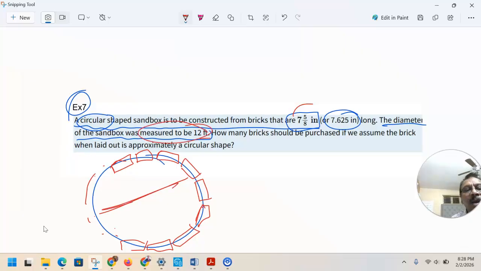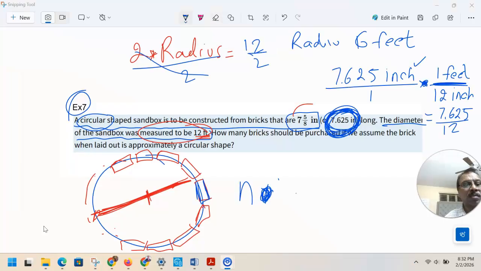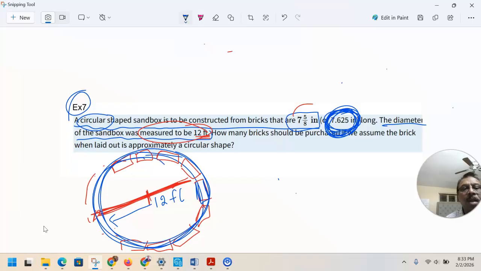The diameter is given to you as 12 feet. Two times the radius is the diameter, right? Because they gave us the diameter as 12, let's first find out the circumference all around. What is this length? It is given as 12 feet. First, we'll convert this into inches.